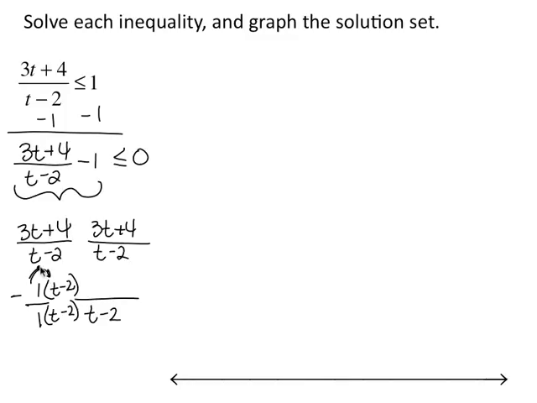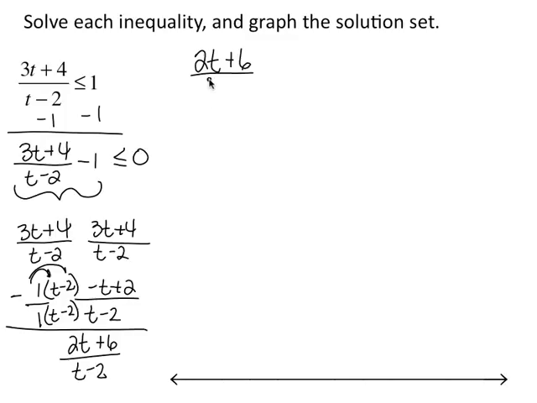When I distribute this negative 1, I end up with negative t plus 2. Now when I add my fractions, I get 3t minus t, that's 2t, 4 plus 2, that's equal to 6, and then I get t minus 2. So I end up with the fraction (2t + 6)/(t - 2) less than or equal to 0. So I have a single fraction on the left-hand side, and I have a 0 on the other side.